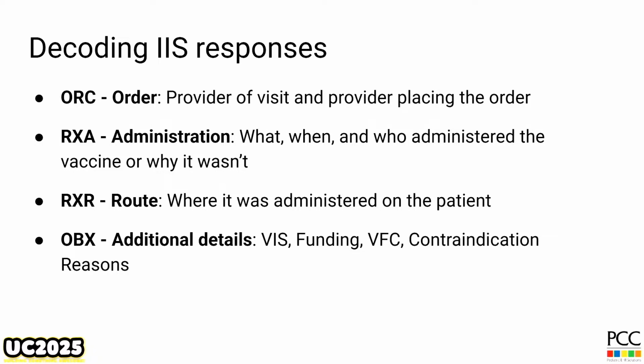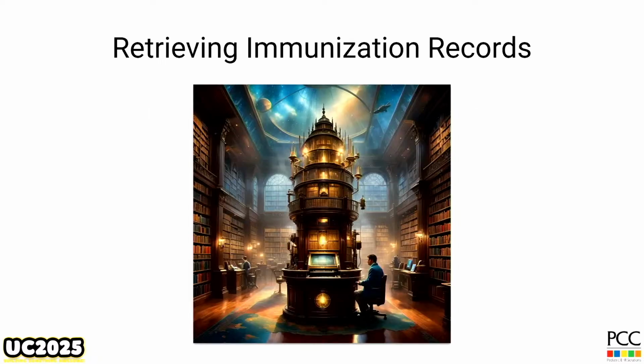The ORC is the order, and that includes the provider that ordered the vaccine and the provider of the visit. The RXA segment is all about the immunization, when it was administered, who administered it, the lot number, and all that stuff. RXR is the route and site, and the OBX is all the other funding source stuff. I don't want to go into detail because now we have 5 minutes and I'm freaking out that I'm overly long. But okay, we'll go real quick.